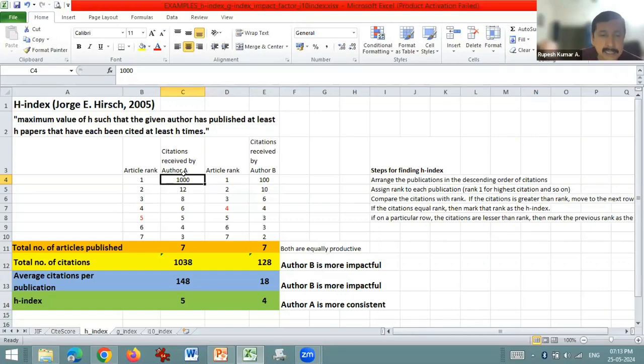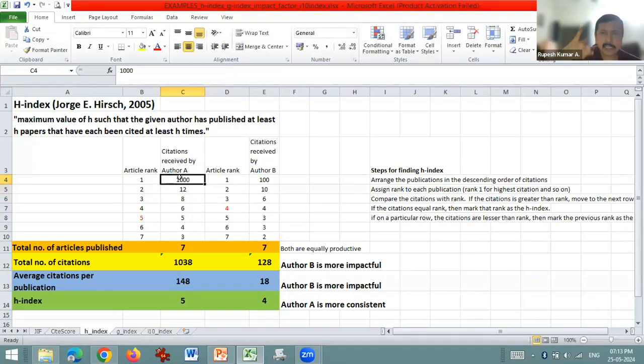H index will consider only one citation and it will neglect 999 citations. It will consider only one citation for one article, 2 citations for a second article. Now you see 999 citations are neglected, are ignored here, and here 10 citations are ignored, here 5 citations are ignored, here 2 citations are ignored, here it is not ignored. All are considered for calculation.